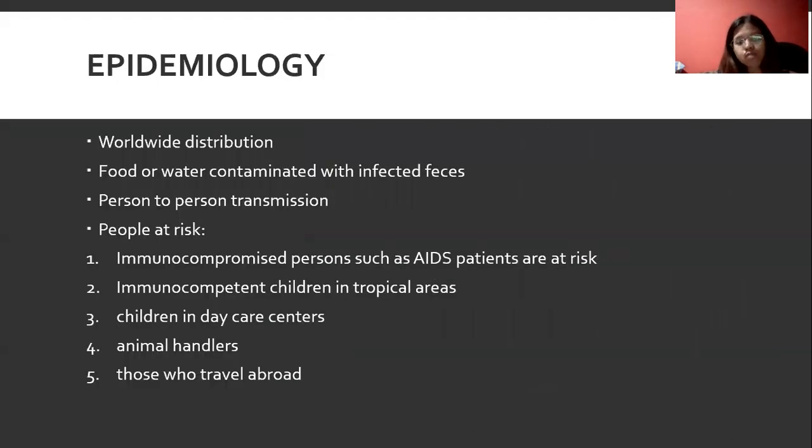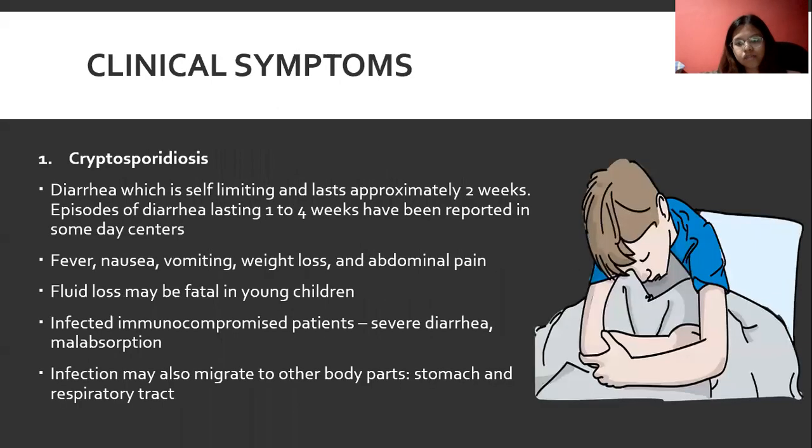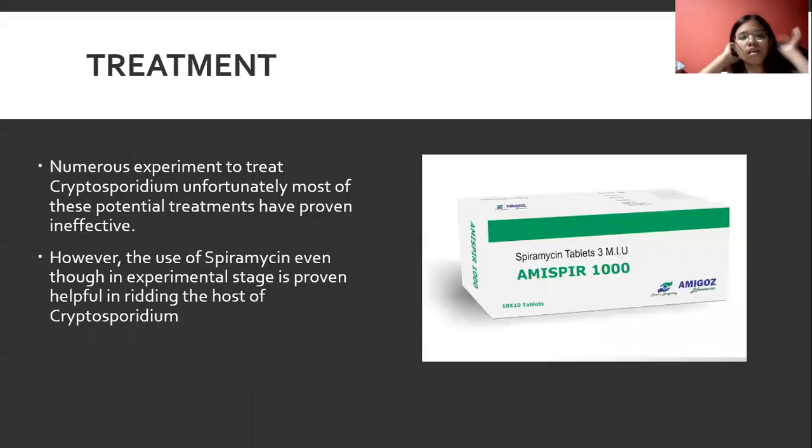Worldwide distribution: food or water contaminated with infected feces is the usual mode of transmission, but person-to-person transmission can also happen. People at risk are immunocompromised patients, usually AIDS patients, immunocompetent children in tropical areas, children in daycare centers, animal handlers, and those who travel abroad. As for treatment, there have been numerous experiments to treat Cryptosporidium. Unfortunately, most of them have proven ineffective.